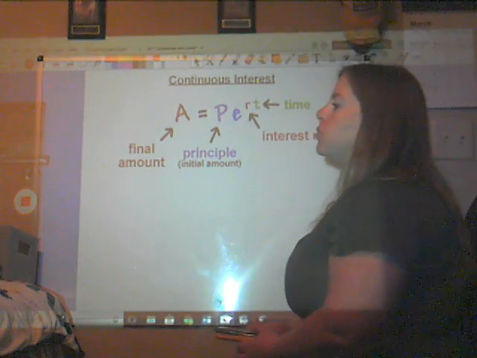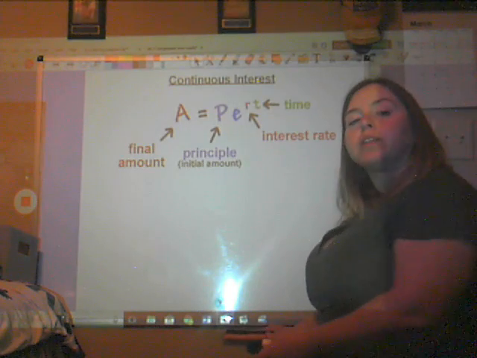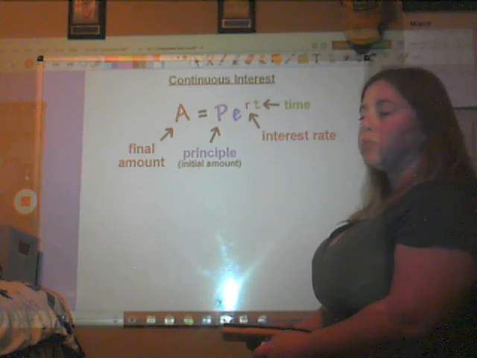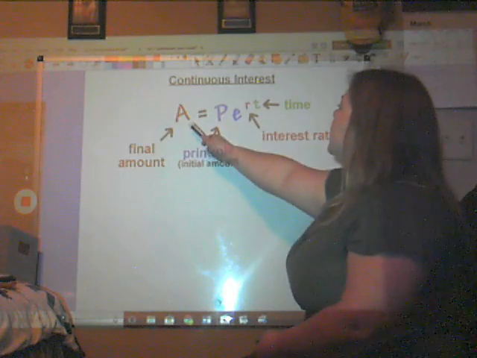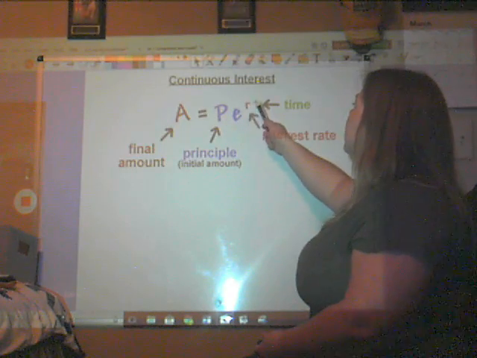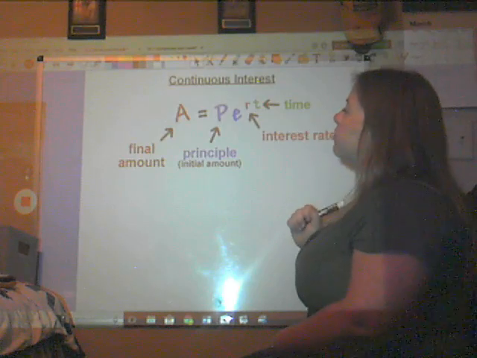Okay, this next one we're talking about continuous interest now. So the first one was compound interest, and now this one is continuous interest. The difference is the formula is a little bit different. So we get A equals Pe^(rt). Now e is just like pi. It's a number in your calculator. It's a number that goes on forever.